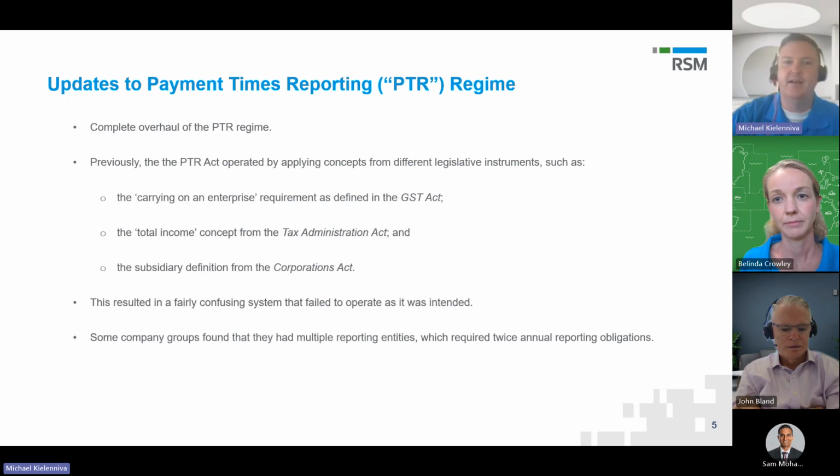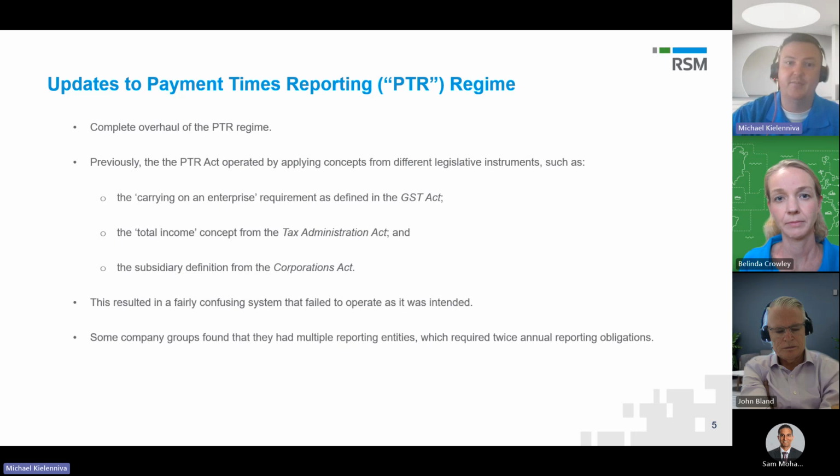Previously, the PTR Act operated by applying concepts cherry-picked from different legislative instruments, such as the carrying on enterprise definition in the GST Act, the total income concept from the Tax Administration Act, and the subsidiary definition from the Corporations Act, to name a few. Unsurprisingly, the combined operation of these concepts in practice resulted in ambiguity, inconsistencies, and confusion for taxpayers and advisors, ultimately leading to the PTR Act falling short of its desired objectives.